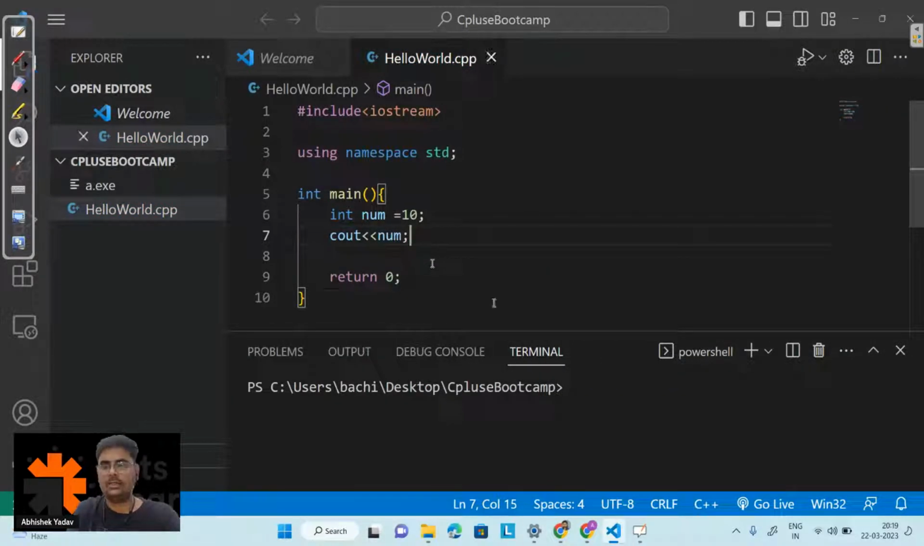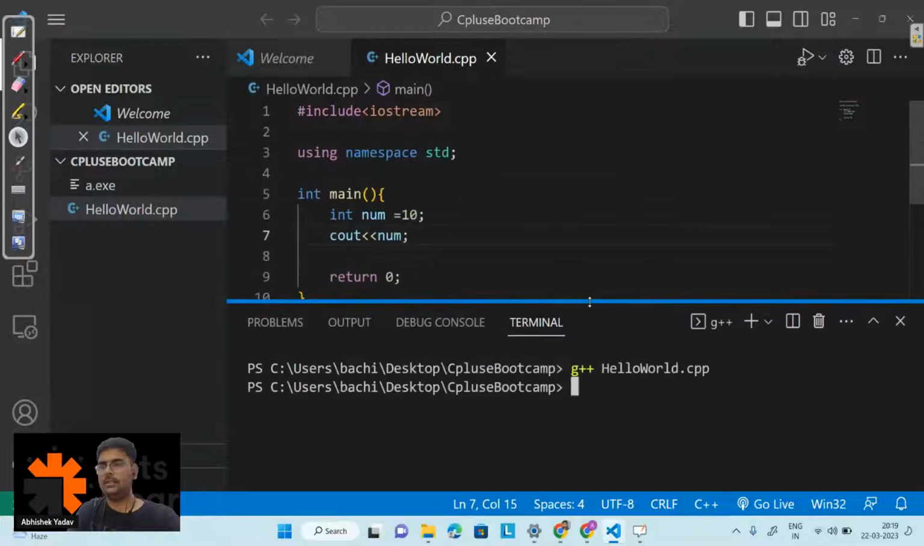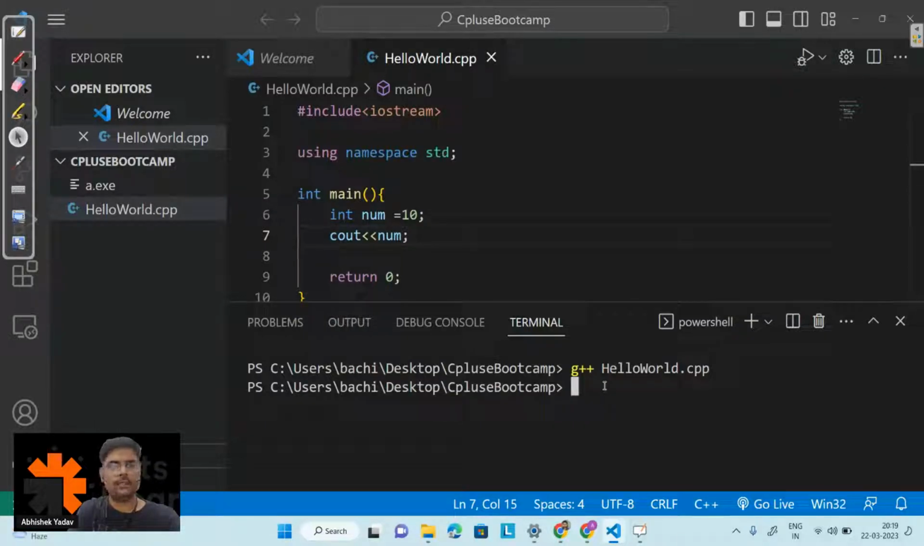Let's save the code and let's see what output I will get now, right? So here again g++ and hello world dot cpp, right? Let's run the code. So yeah, the code is compiled successfully. There is no syntax or semantic mistake here, right? After that, I will write dot slash a, right? And I'm getting the answer 10, right?